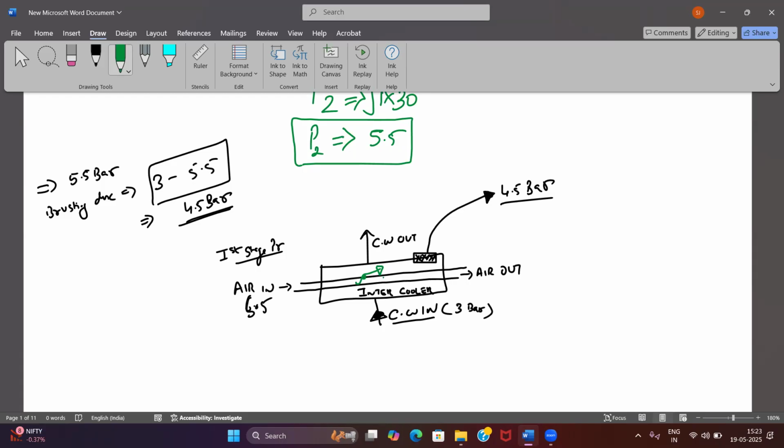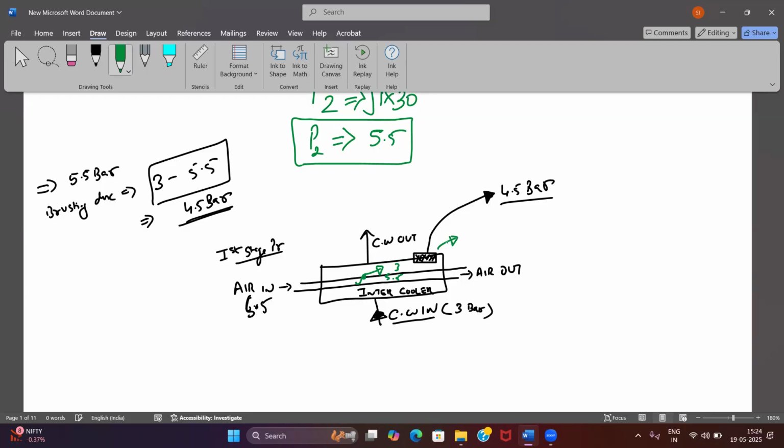Yes, sir. Okay, it will increase. This is 5.5 bar, this is 3 bar. When 5.5 bar goes, will air go to the water side, or will water come to the air side? Air will go to the water side. Yeah, air pressure is more, so it is going to increase the pressure of my water. Do you agree? Yes, sir. So the bursting disk will burst.